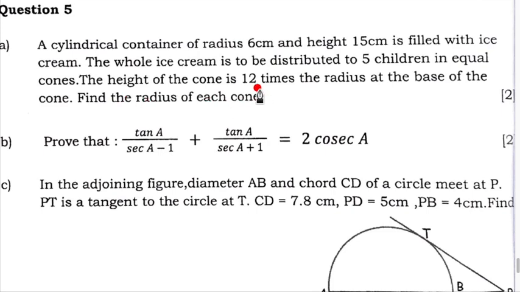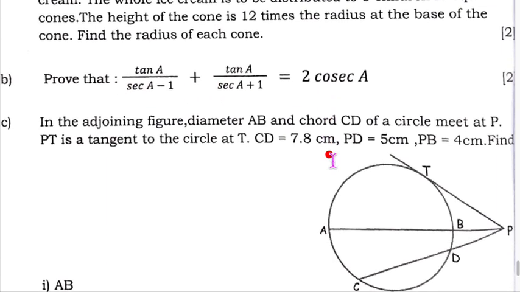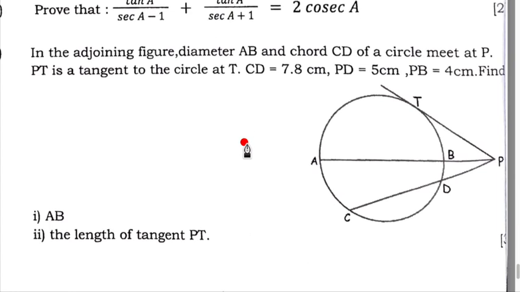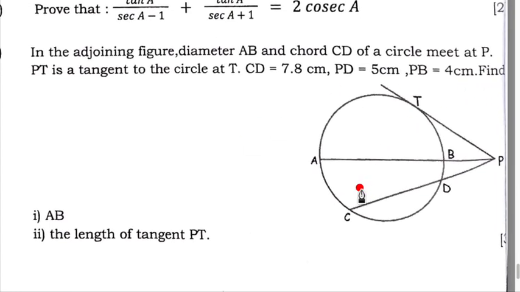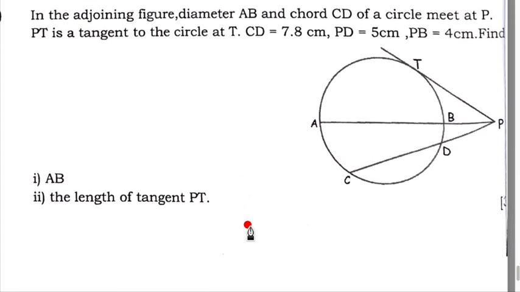The height of the cone is 12 times the radius at the base of the cone. So the ice cream cone that the children have has a height that is 12 times the radius of the base. So if the radius of the base is x or r, the height is going to be 12x or 12r. Okay, got that? And you have to find the radius of each cone. Then we have this trigonometric identity, and then we have this diagram where different things are given, and we have to find AB and the length of PT. So let us see how we go about finding these things.